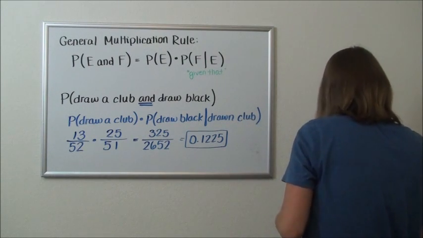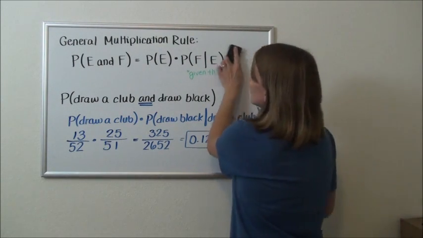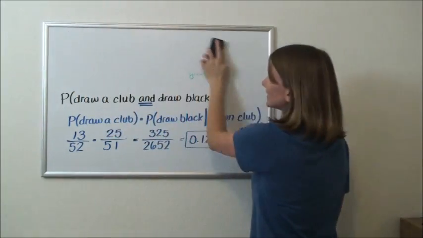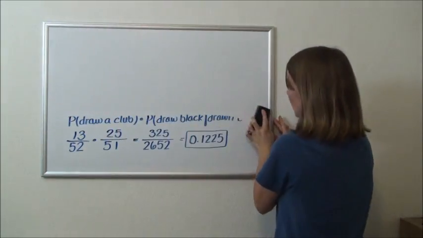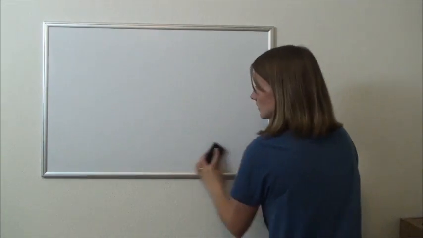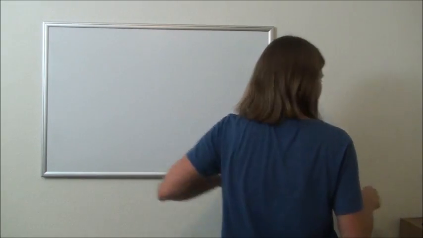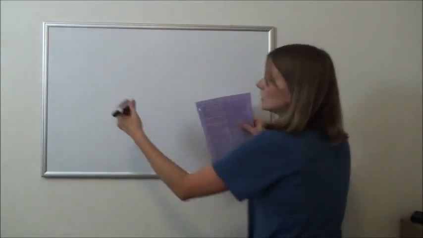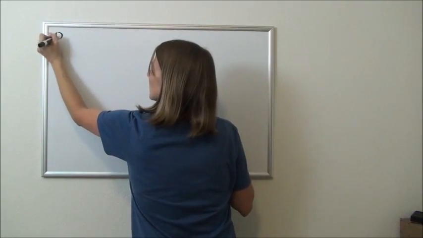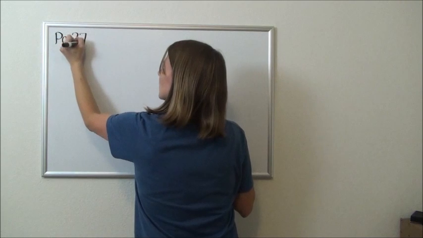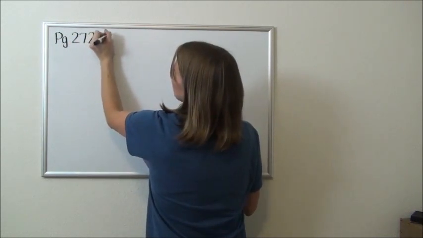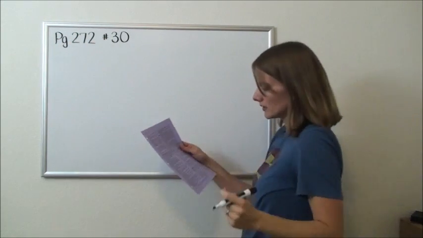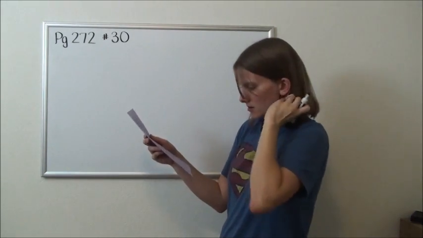All right, so now let's look at an example from the book that's not just card stuff, so you don't have to know your standard deck of 52 cards to be able to do this one. Let's see, which one do I want to do? Let's do number 30. This is page 272, number 30. And this one's involving golf balls.